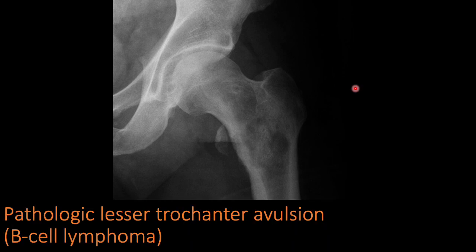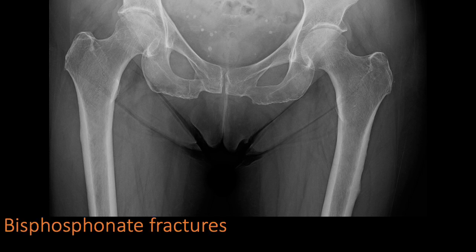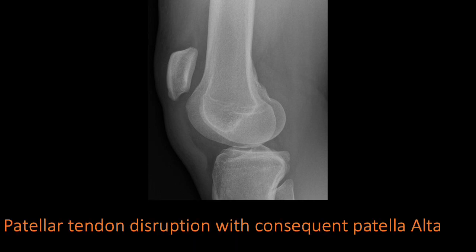This was a pathologic lesser trochanter avulsion. You can see a lytic lesion here, and this happened to be secondary to B-cell lymphoma. This is a typical look for bisphosphonate fractures. There are focal areas of cortical thickening with subtle endosteal sclerosis. This is patellar tendon disruption with consequent patella alta, which means high riding patella.